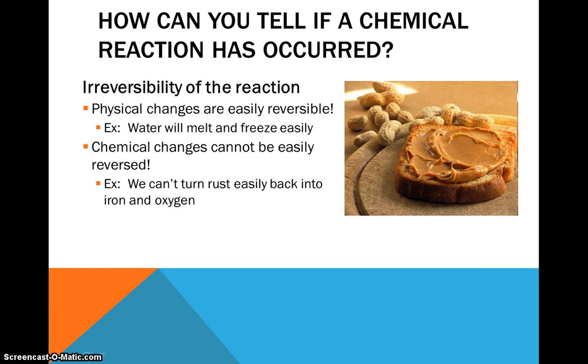Now the number one sign of a chemical reaction is irreversibility. Physical things are easily reversible. The water will melt and freeze easily, while chemical changes cannot be easily reversed. I can't turn rust back into iron and oxygen without another chemical reaction.